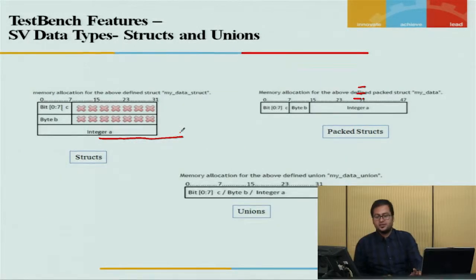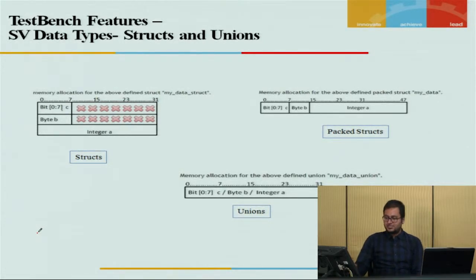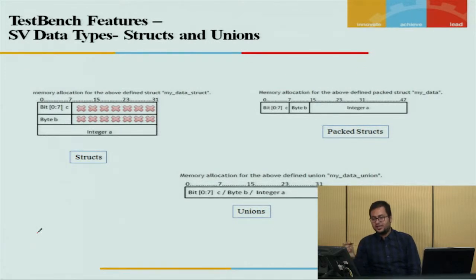So in this case you can see that this is a struct in which each variable is given a different memory location. The first is c, it's given 8 bits of memory, then b is given again 8 bits, and then integer a is given 32 bits of memory.